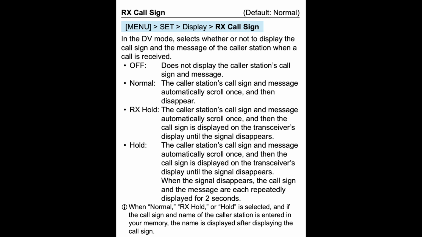Receive call sign, default is normal. In digital voice mode, it will display the call sign and messages of the caller station when a call is received. When you're on a repeater where activity is low, you can put a lot of information available on your screen. However, on a busy repeater, the display will fall behind with the conversations going on. So you may decide to put it on off if that becomes a problem. And I believe mine is set to normal so far.